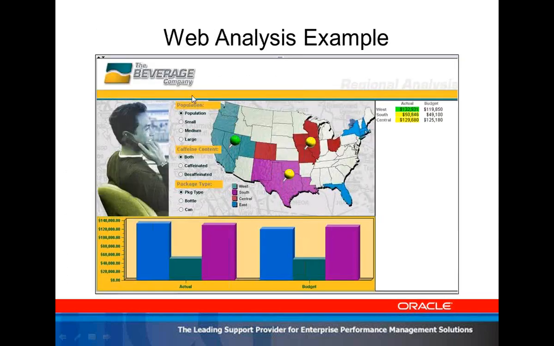What does web analysis look like? Well, here's a report with what's called a freeform grid here, a pinboard here, a chart here, an image there, and I'll show you some other things. Oh, and controls here. The user can click on population, small, medium, large, or the total population, and the whole pinboard would change.